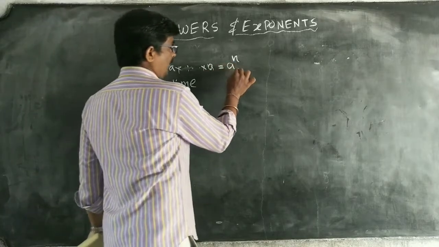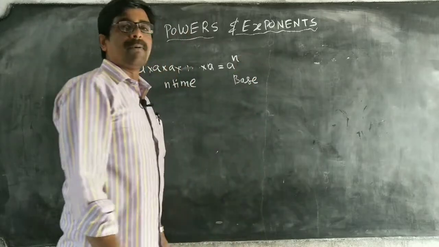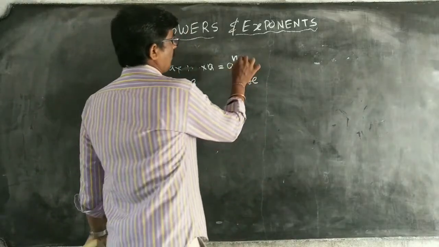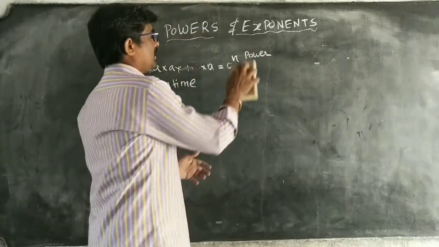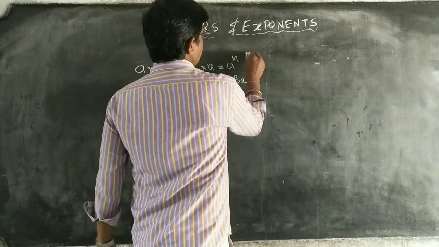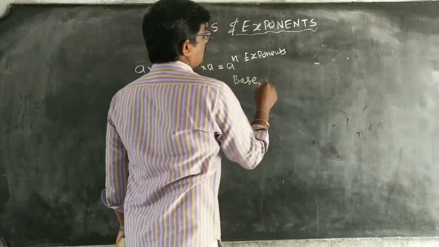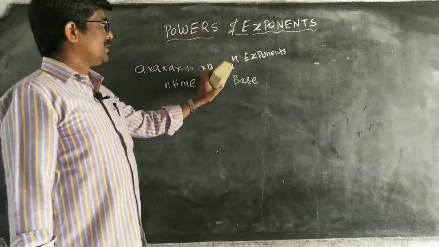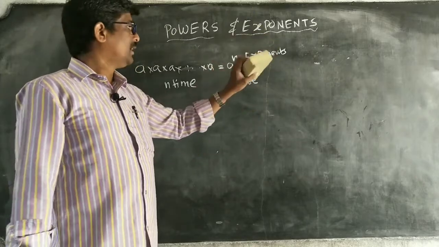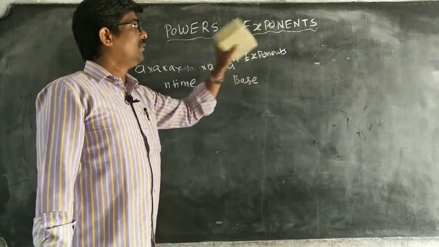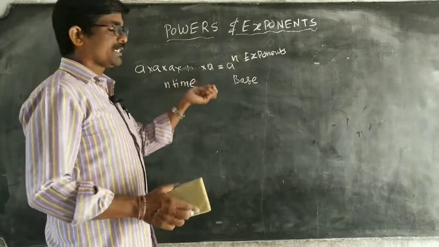Here A is called the base. N is called the power or exponent. A power n, where A is the base and n is the power. Okay, this is the introduction to powers.